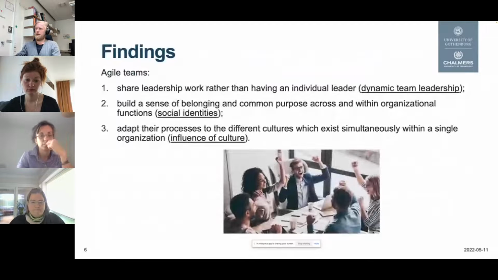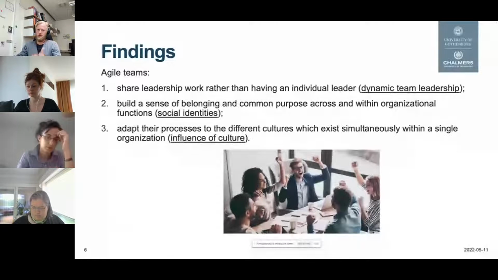So if we connect these findings, the first one, of our 3 findings, is called dynamic team leadership in leadership research. So that is that the leadership dynamically is shared, maybe even within the same hour. Some different team members can drive work forward. Build a sense of belonging. It's researched as social identities, often in psychology, to create this common purpose across different roles and between different teams as well. And adapt process to different cultures. Culture is something we know for some time, even in software development, that it influences. Organizational culture is very important.